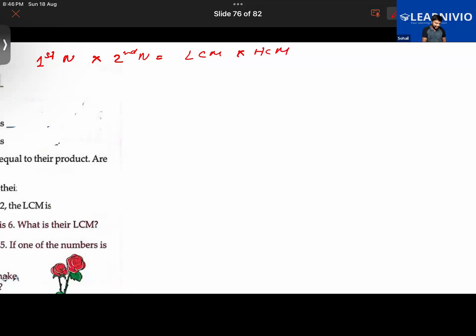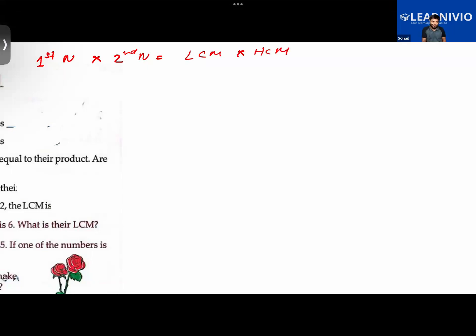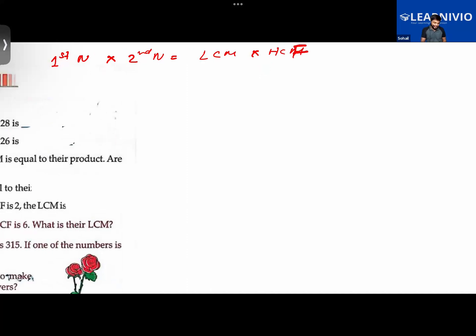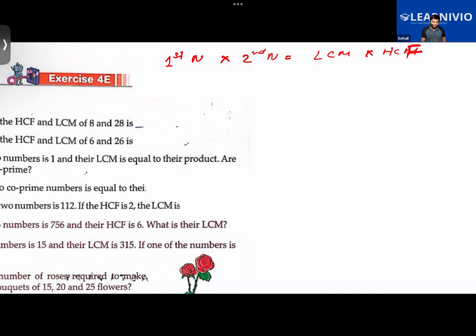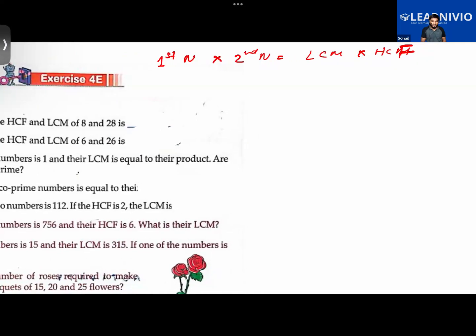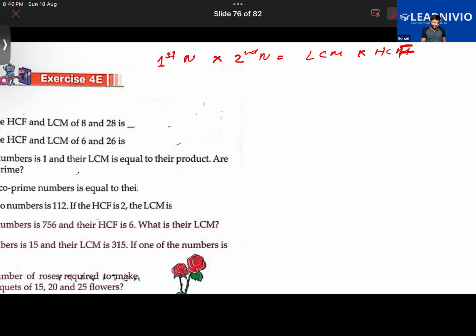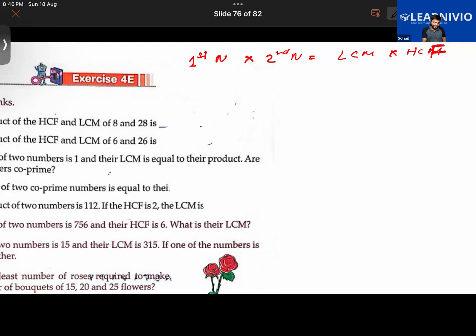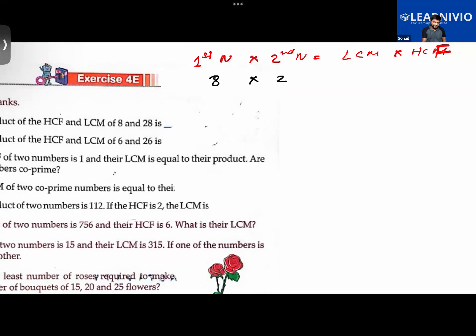Meaning that we are provided two numbers, first number and second number. The product of these two numbers will be the same as the product of their LCM and HCF. So the product will be the same. See, basically over here, what are the numbers provided? The numbers provided are 8 and 28, right?